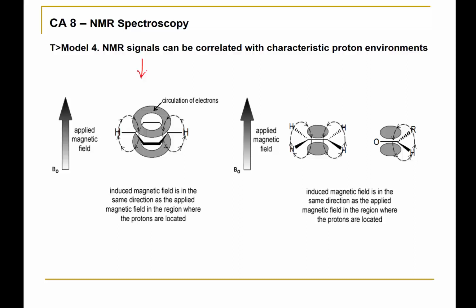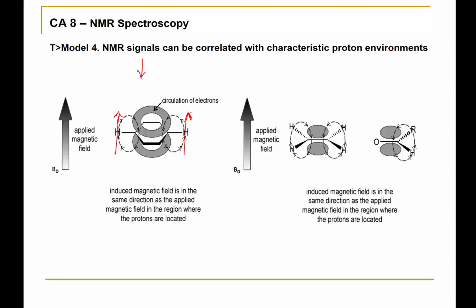As a result, these electrons create an induced magnetic field. As it turns out, the induced magnetic field happens to be aligned with the applied magnetic field. And therefore, those protons, in a sense, experience a greater effective magnetic field. So this is not a deshielding effect, but an effect due to an induced magnetic field.